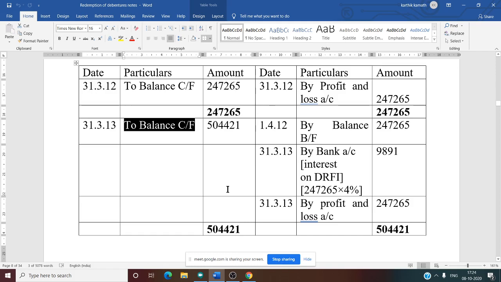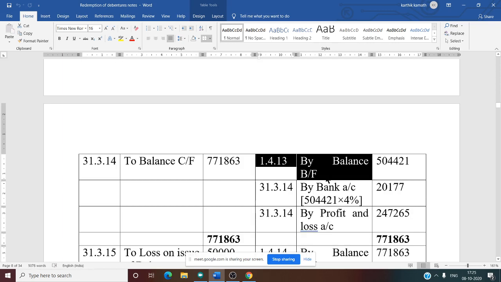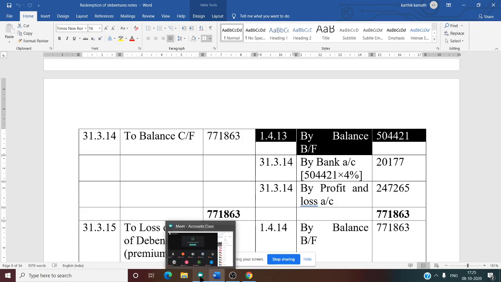Now bring forward this amount to the next year. Next year is 2013-14. Now next year, again on the credit side, bring forward this amount. How did we get this amount? 5,04,421, the previous year closing balance. See this. The previous year closing balance is the opening balance of the next year. So on the credit side, we need to write now 1-4-2013 for the third year, by balance brought forward is 5,04,421. So that is now the third year opening balance.